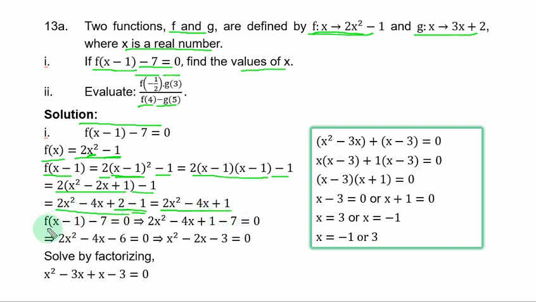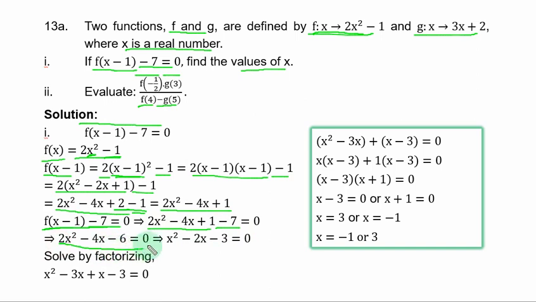Now, let's get the whole Roman figure 1. Already, you know this part to be this. Now, minus 7, you simply subtract 7. That results to this.